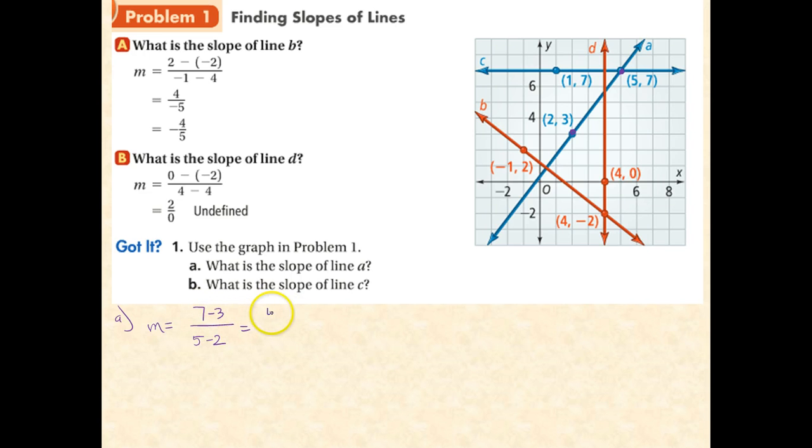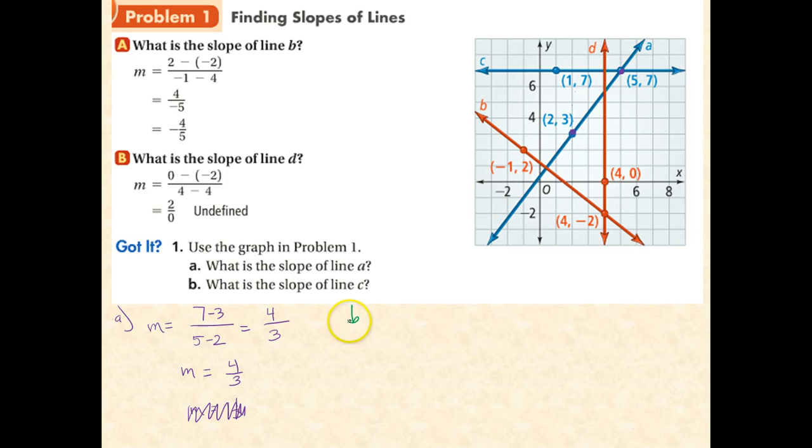7 minus 3 is 4. 5 minus 2 is 3. So my slope is 4/3. Slope you generally want to leave in an improper fraction. You don't want to say the slope is 1 1/3 because that takes away your rise over run. It's easier to see how the line behaves looking at it as an improper fraction. I go up 4 when I go to the right 3. So I go up 1, 2, 3, 4 when I go to the right 1, 2, 3. And there's my 2 points on the line.